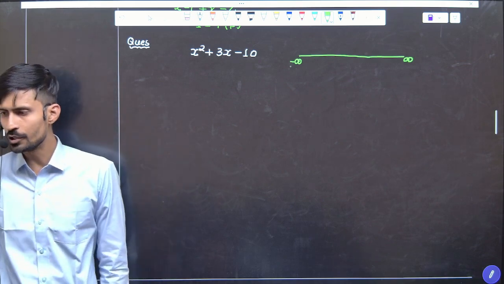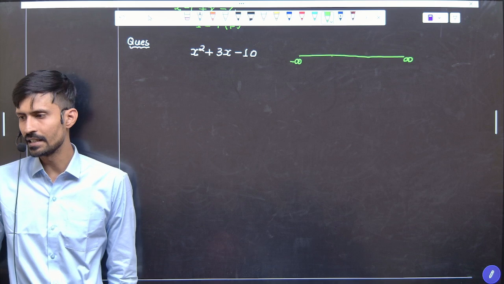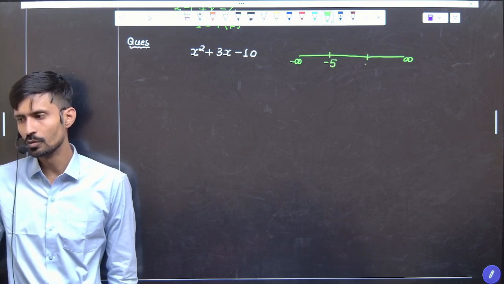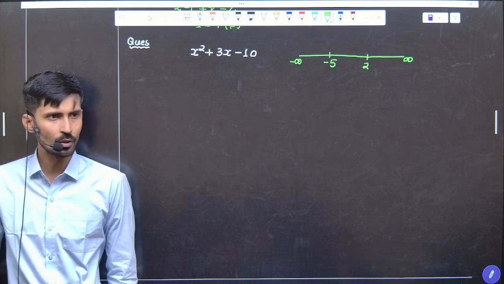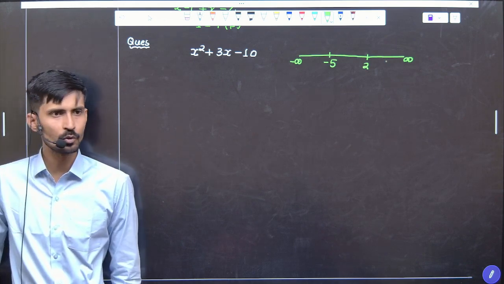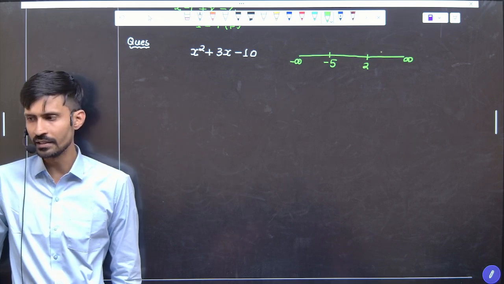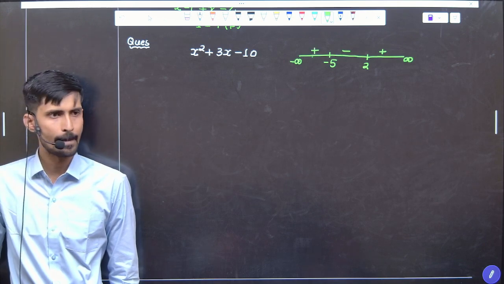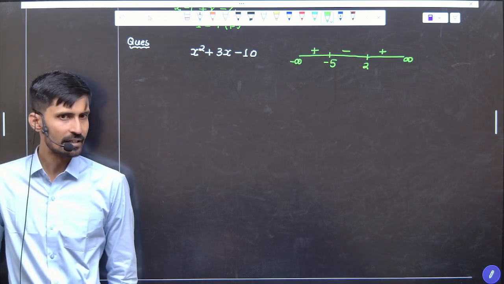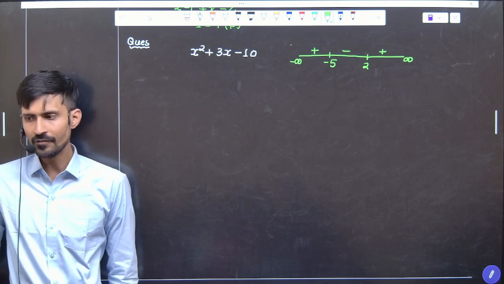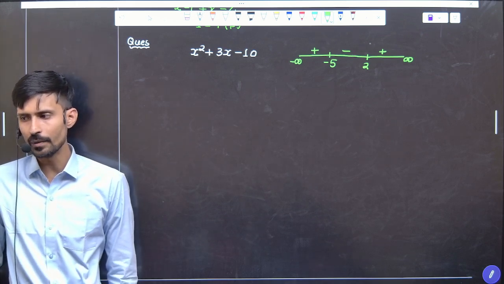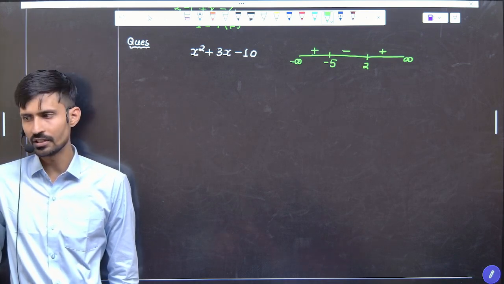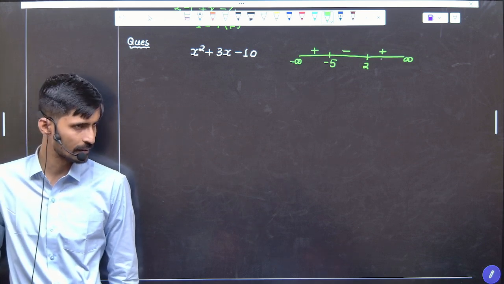So one root is 2 and the other root is minus 5. So I will put minus 5 and I will put 2. I know if we take any number between 2 and infinity, that will give positive sign. That will give negative sign. That will give positive sign. Tell me, if this term is inside mod, how many cases will generate? 3 cases will generate. First case, second case and third case.